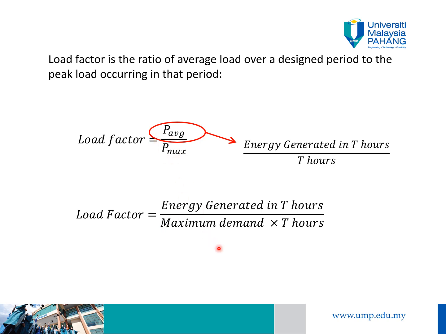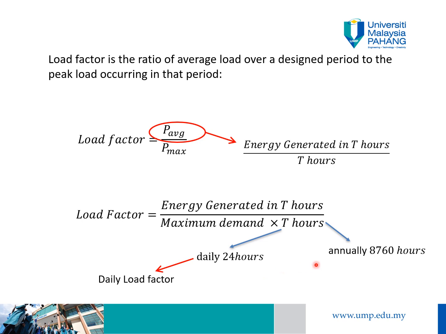The load factor may be a daily or annual load factor based on the period under consideration, whether a day or a year. For the daily load factor, T is equal to 24 hours, so we call it the daily load factor. For the annual load factor, T is equal to 8,760 hours, so we call it the annual load factor.